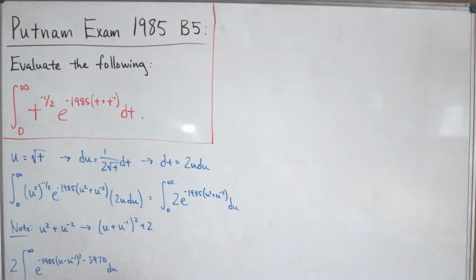Then in other words, using exponent rules, we can actually factor out this e to the power -3970 outside. So we have 2 times e to the -3970, improper integral from 0 to infinity of e to the -1985, and then u minus u to the -1, and then square du.